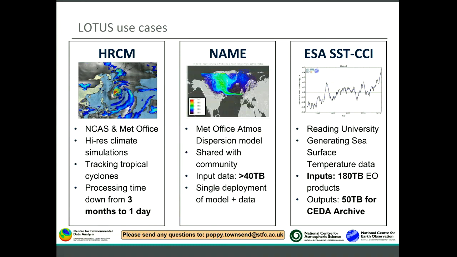More on LOTUS use cases, we have some examples, like the high resolution climate model output data that got processed on LOTUS, which efficiently accelerated the processing time from 3 months to 1 day. Another application running on LOTUS is a standalone application to calculate dispersion, which needs a large input of data to be processed, on the order of more than 4 terabytes, so we need a large memory size to hold all the files. And the last example is processing data from Earth observation products that need large input and produce a large output as well.